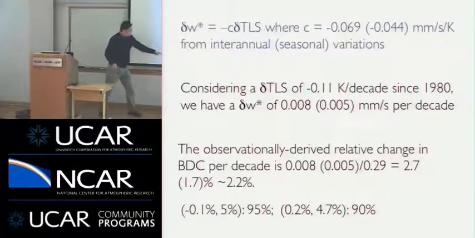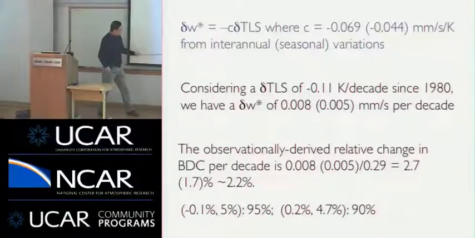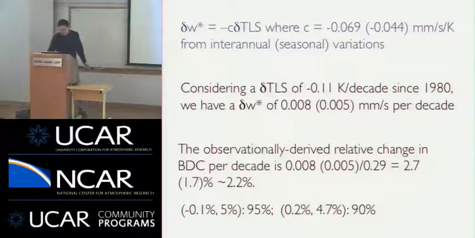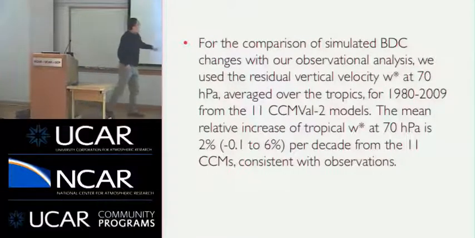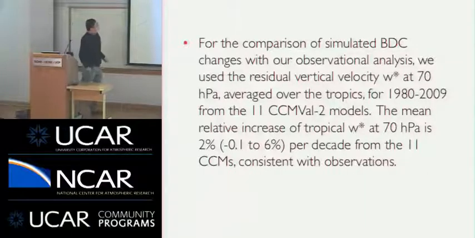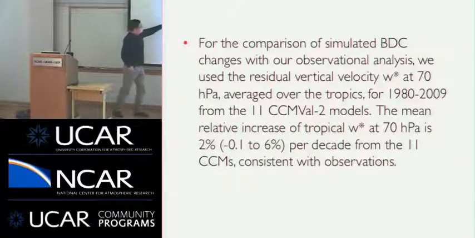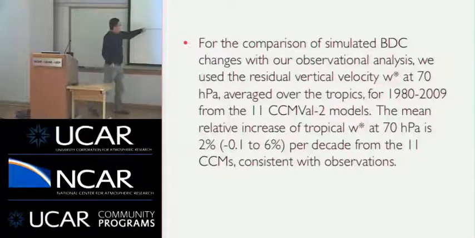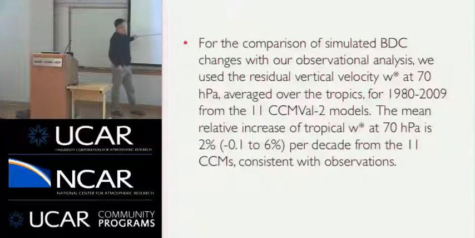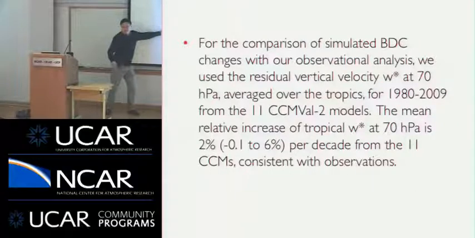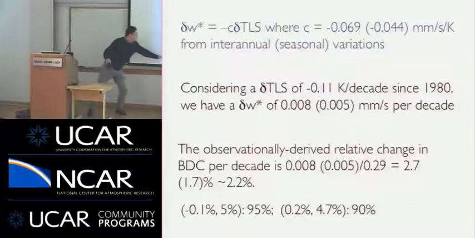We also do a detailed statistical analysis. At the 95% confidence interval, the range from minus 0.1 to 5% is not significant, but at 90% it would be 0.2% to 4.7%. I don't want to give detail about the statistical analysis. Now for the comparison of the simulated Brewer-Dobson circulation changes with our observed analysis, we use residual velocity at 70 hectopascal averaged over the tropics for the same period from the 11 CCMVal-2 models. The mean relative change from this is 2%, with a range of about minus 0.1 to 6%. This very much agrees with what we derived. This is from the model, the CCMVal-2, and this is from our observation mean value.